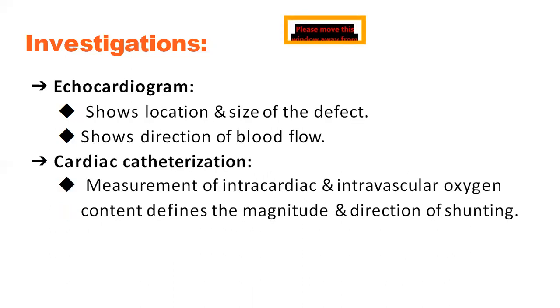Echocardiogram is usually used to show the location and size of the defect and also to show the direction. Whereas cardiac catheterization is for the measurement of intracardiac or intravascular oxygen content. It defines the magnitude and direction of shunting.